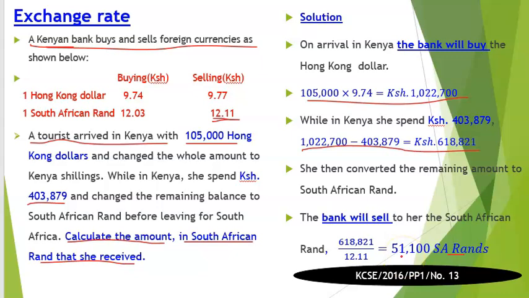So remember this: for you to be able to answer this question, remember it is the bank that buys and sells. So when you go to the bank, it will either buy what you have or sell to you what you need. Are we together? Now, if you have that in mind, then this particular question becomes easy to navigate through. Remember, this question appeared in 2016, paper 1, question number 13.